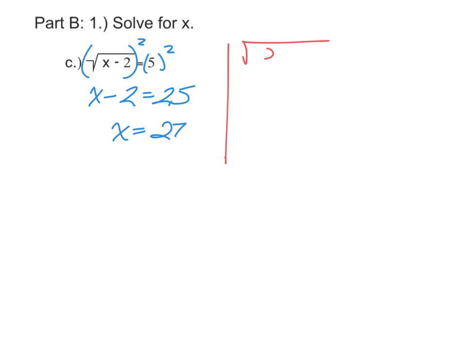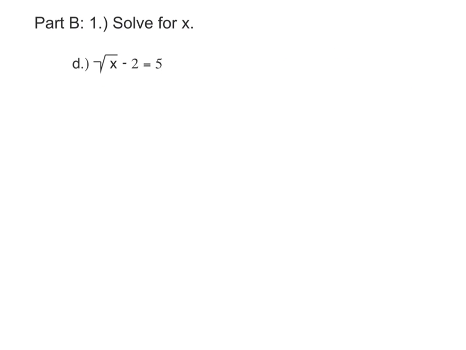Plug it back in. Is the square root of 27 minus 2 equal to 5? Well, 27 minus 2 is 25, and the square root of 25 is 5. Totally works out.